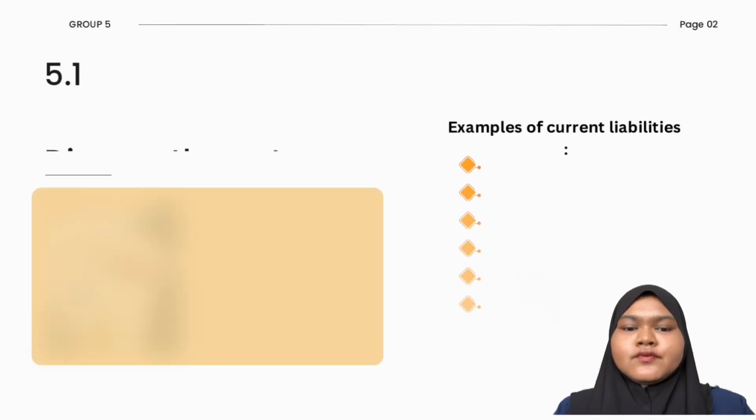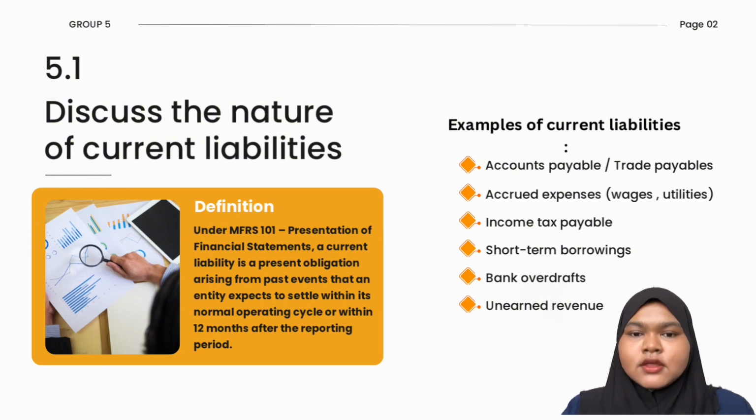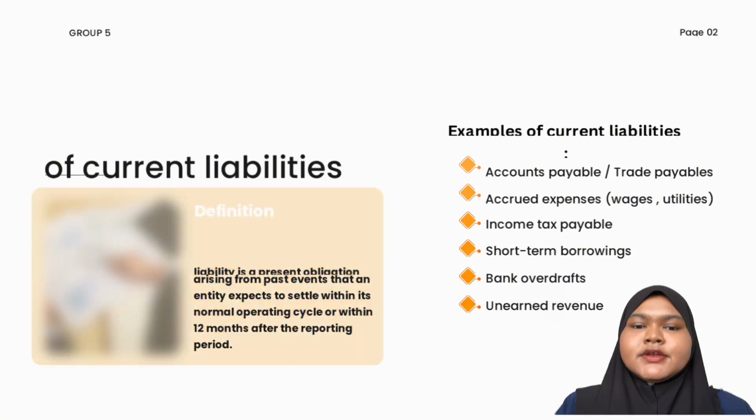So for 5.1, discuss the nature of current liabilities. The definition is under MFRS 101 Presentation of Financial Statements. A current liability is a present obligation arising from a past event that an entity expects to settle within its normal operating cycle or within 12 months after the reporting period. Examples of current liabilities are accounts payable or trade payables, accrued expenses, income tax payable, short-term borrowings, bank overdraft, and unearned revenue.